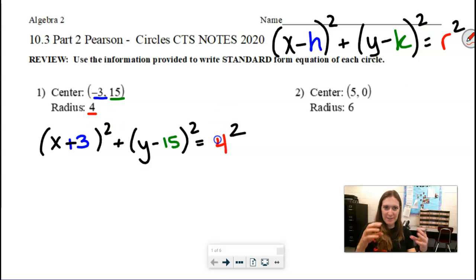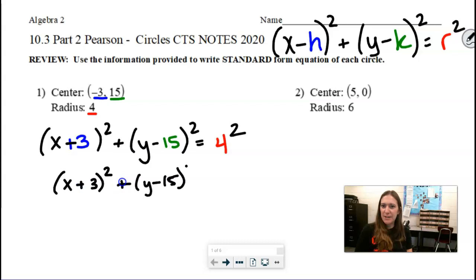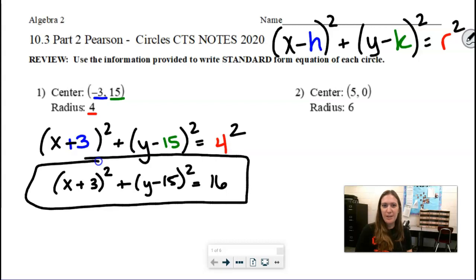And the reason I like to place this into the skeleton is because kids get really confused with what to do with the r. Like, sometimes you just randomly square root it, even though you're supposed to square it going into the formula. So I like using the formula this way. So nothing really simplifies here besides I can write it a little prettier. So x plus 3 squared plus y minus 15 squared. And then this does simplify to a 16 on the end of the equation. So there is your standard form.